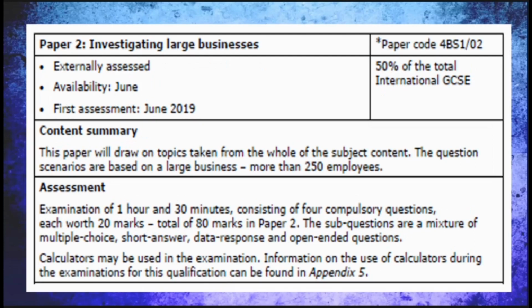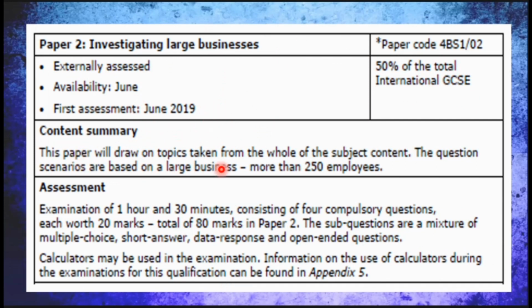Now discussing paper 2. It is on investigating large business. The paper code is 4BS102 and 50% of the total international GCSE is externally assessed, and as we already told, it happened for the first time in June 2019.